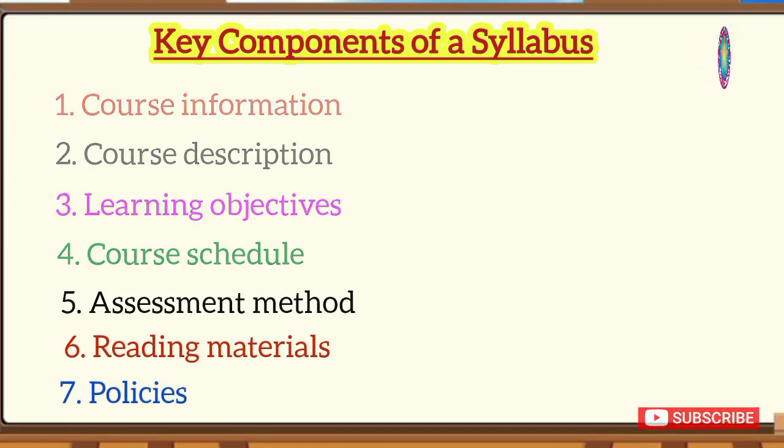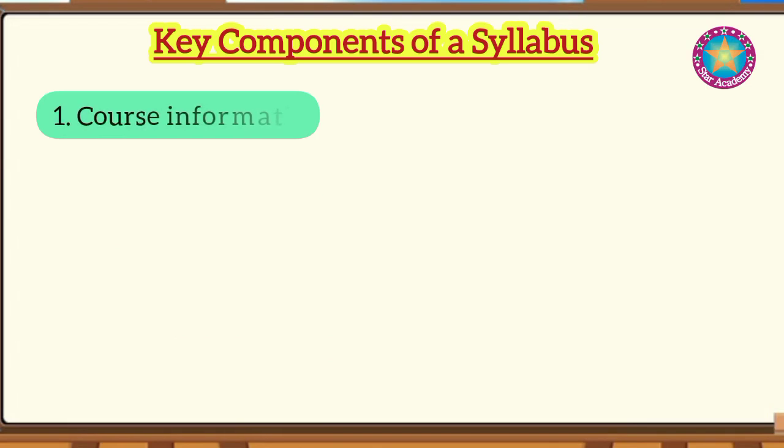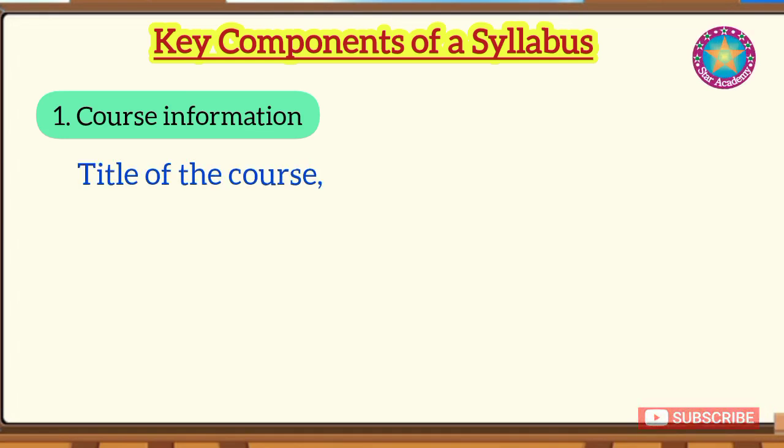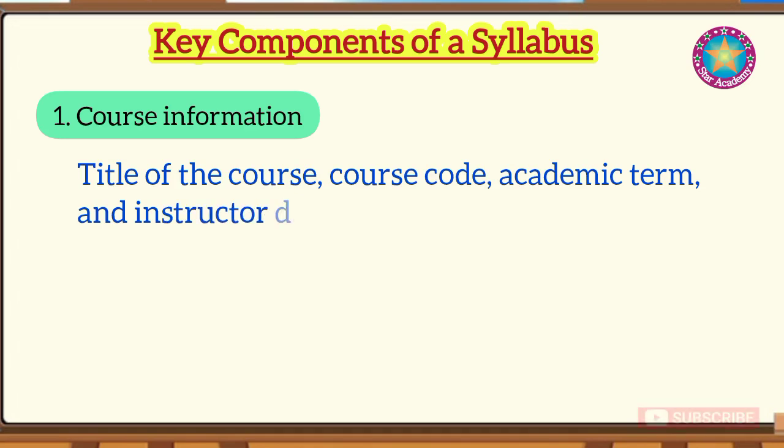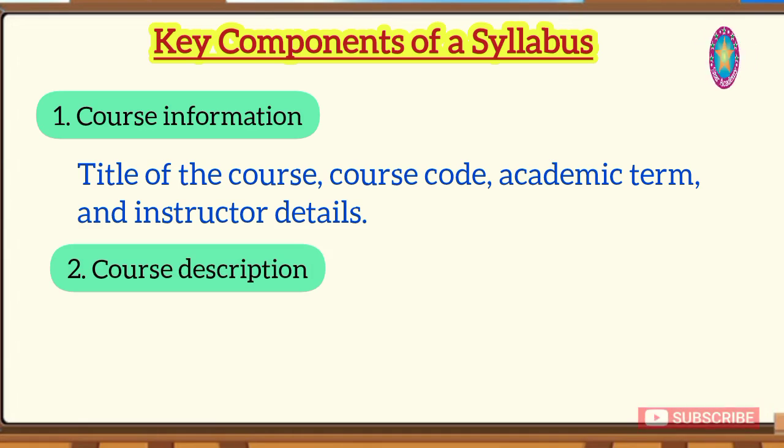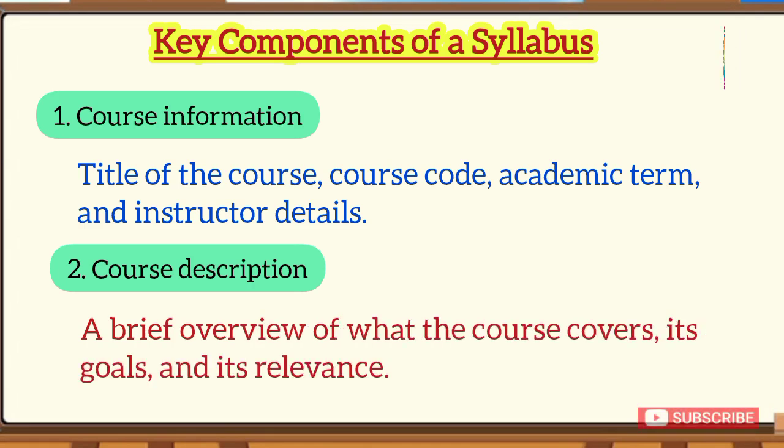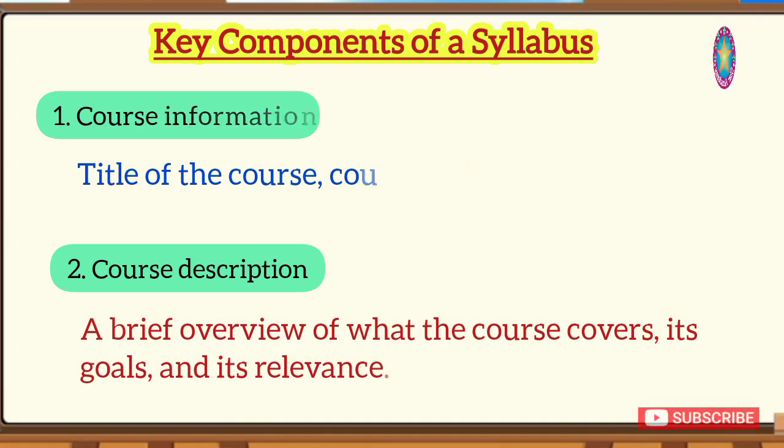Now let us discuss the key elements of a syllabus. Number one, course information. The course information consists of the title of the course, course code, academic terms, and instructor details. Number two is course description. Course description is a brief overview of what the course covers, its goals, and its relevance.